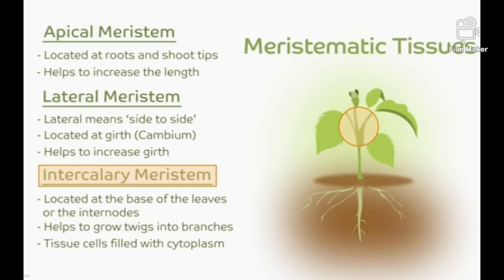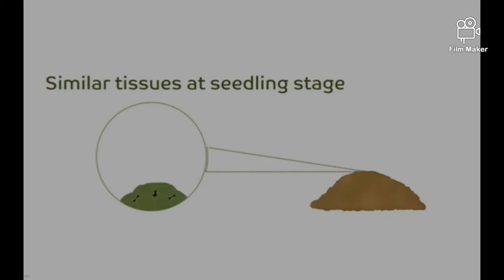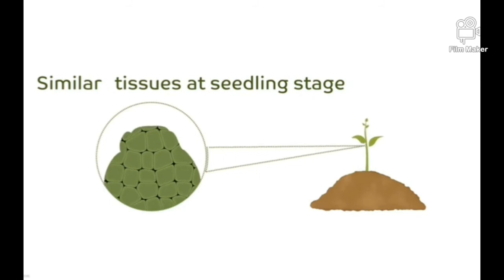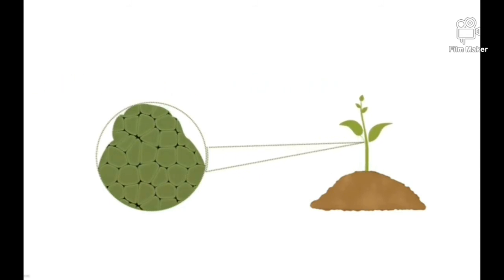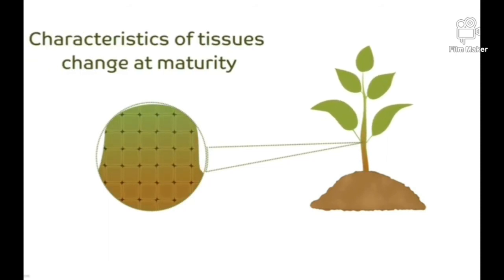As these tissues are very active, the cells in the tissues are filled with cytoplasm. They require a lot of energy and nutrition to carry out the various functions of the tissues. But do you know something interesting? At the initial stages, these tissues are not differentiated into any specific type.